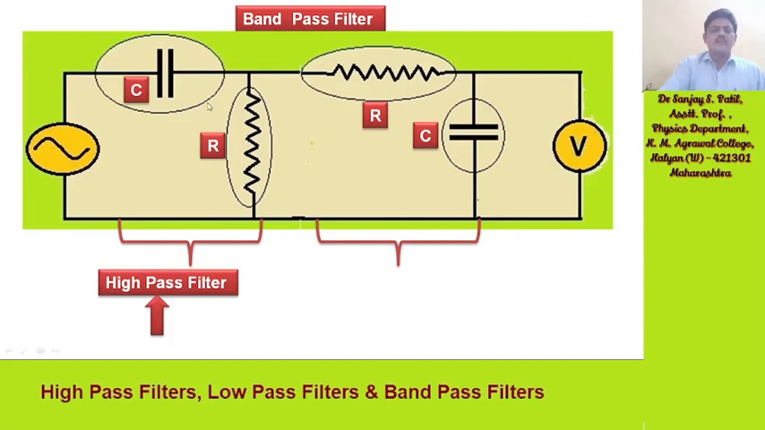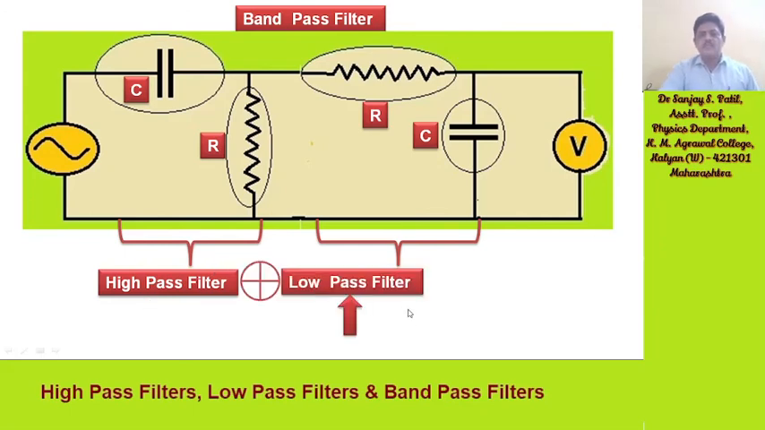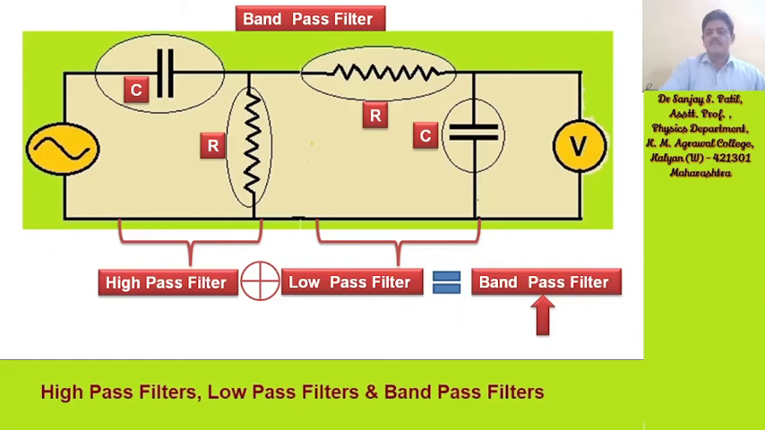Now this is a high pass filter and there is a low pass filter. So high pass filter plus low pass filter is equal to band pass filter. Now this band pass filter circuit is ready. We have to provide frequency from this frequency generator to this band pass circuit. The whole of this is a band pass circuit.